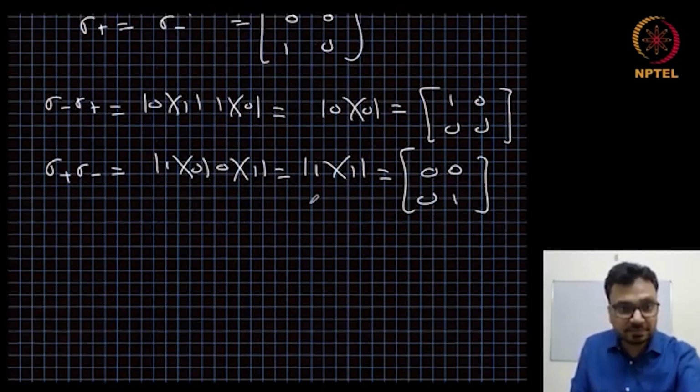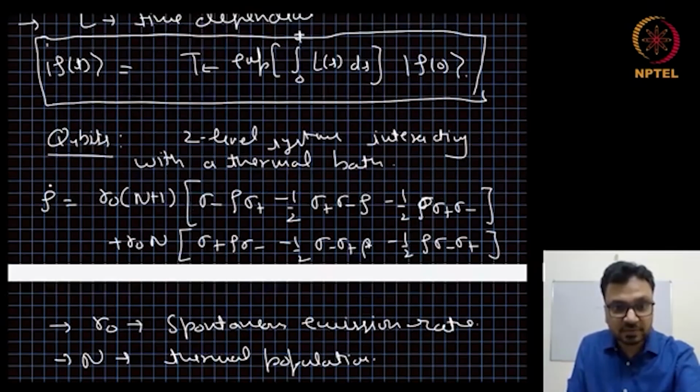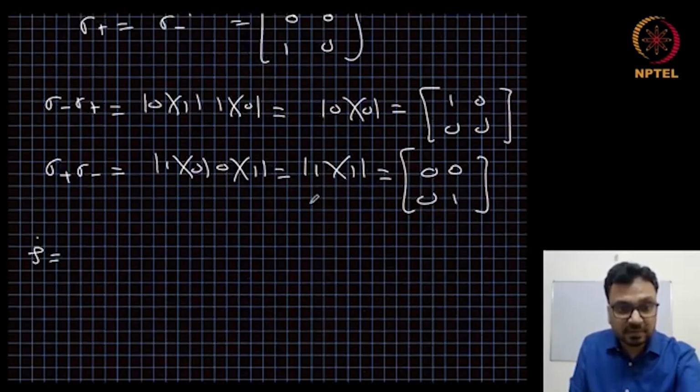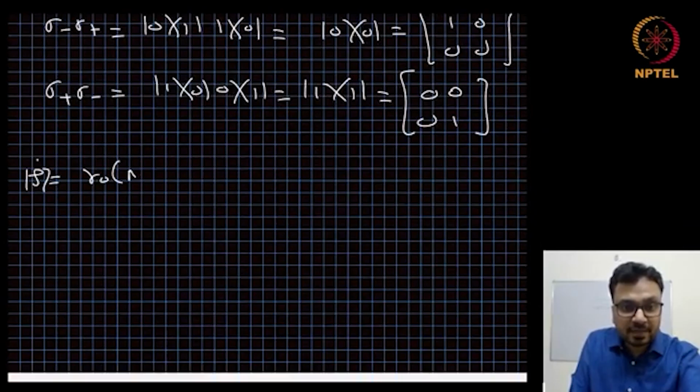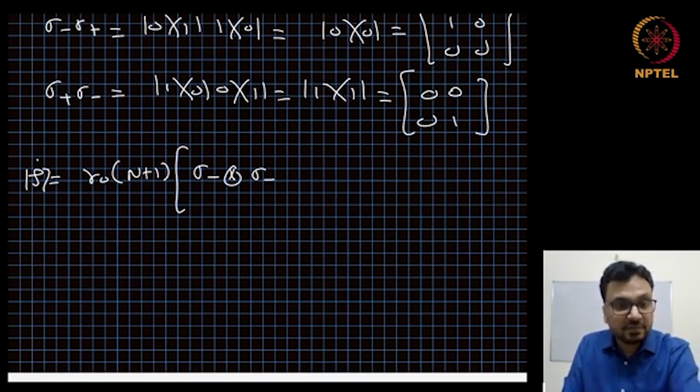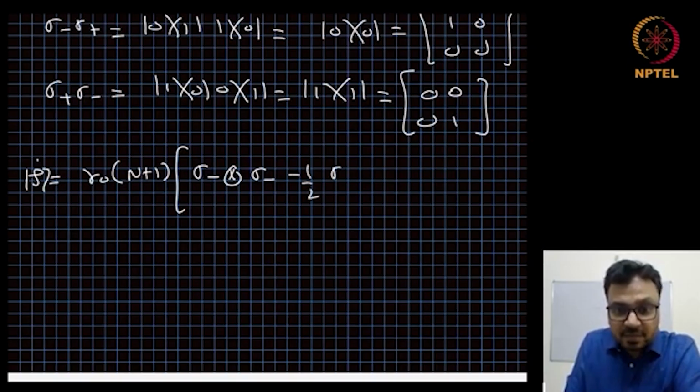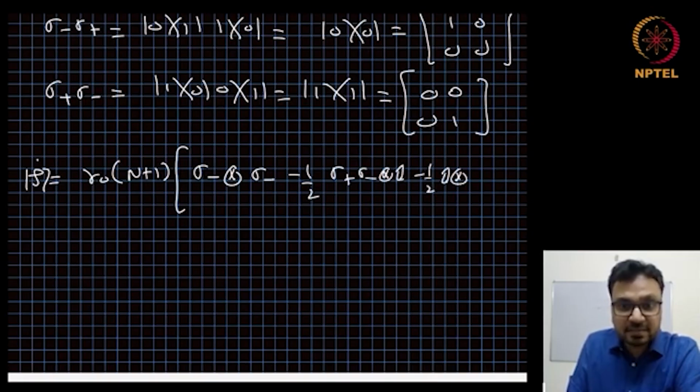So from here, we can see our rho dot, although this was not required at the moment. When we unfolded the vector, rho dot can be written as gamma naught (n plus 1) times sigma minus tensor sigma plus transpose, which becomes sigma minus acting on rho vector, minus half sigma plus sigma minus tensor identity, minus half identity tensor sigma plus sigma minus transpose, which is again a sigma plus sigma minus.